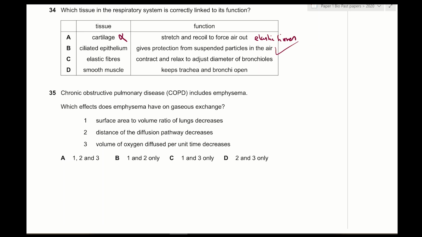This is actually smooth muscle, which is what contracts and relaxes. Elastic fibers stretch, they don't contract and relax. So this is incorrect. The smooth muscle keeps trachea and bronchi open. This is incorrect. It's actually cartilage.